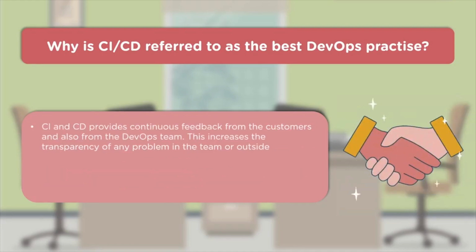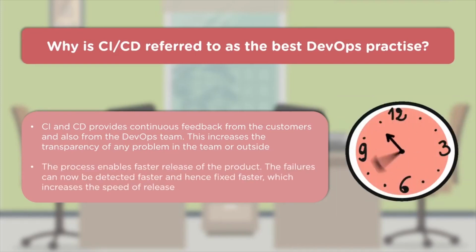So CI and CD provide continuous feedback from the customers and also from the development teams, the DevOps teams. The increase of transparency is also important, and it is implemented with these processes. The process enables faster release of the product. So we don't have to wait for months to release the source code. Within a couple of hours or a couple of days, we can release it to the production environment, provided we do all these steps like build, compilation, testing, development, validation. All these things will be done in that duration of time.